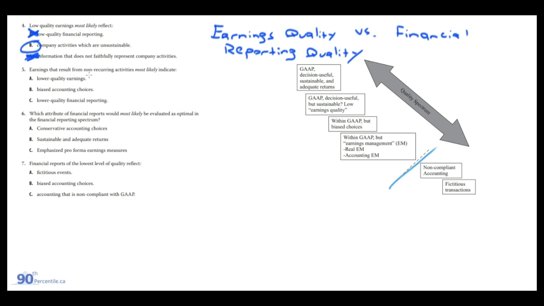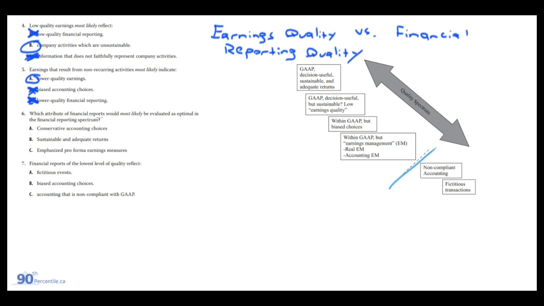Next, earnings that result from non-recurring activities most likely indicate, well, it's going to be lower quality earnings again, right? So non-recurring activities are typically less sustainable. Obviously it depends on the business, but in general, they're less sustainable. And then here again, we're talking financial reporting in these two answers, so not relevant.